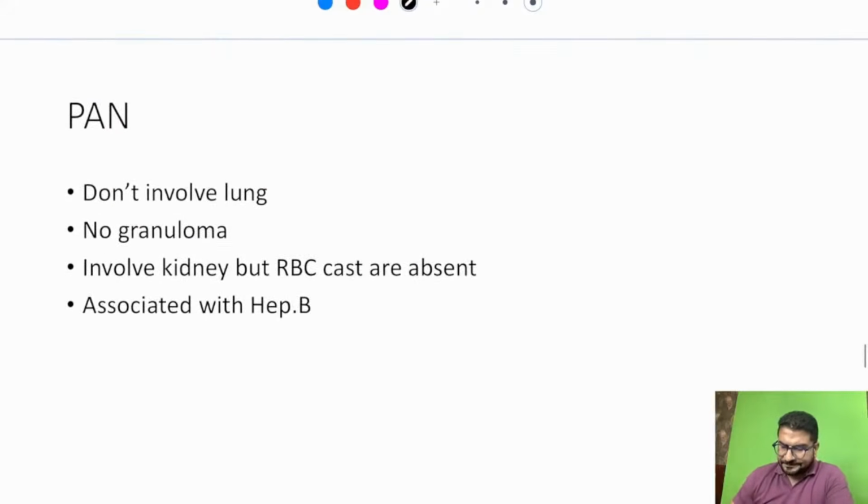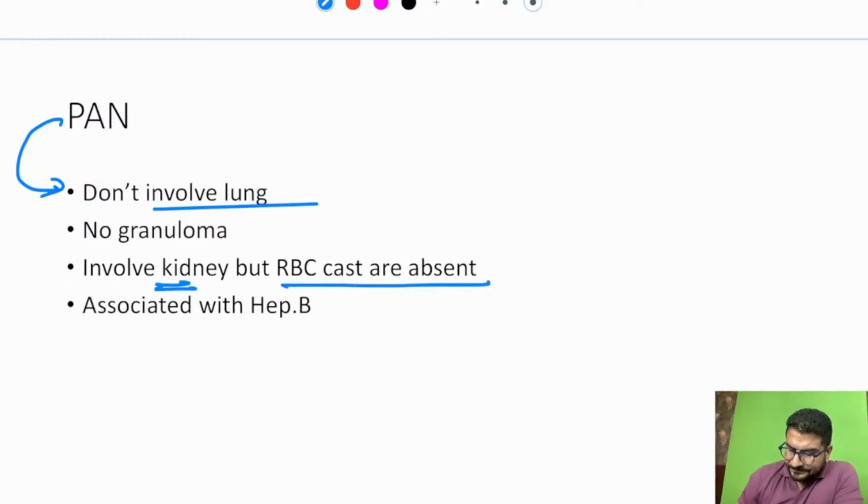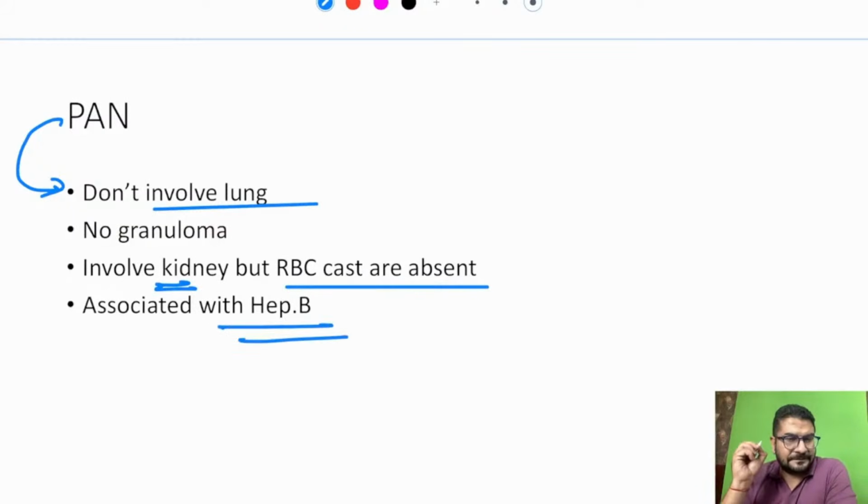Okay, moving to PAN. PAN means polyarteritis nodosa. So understand this thing. PAN is something which will not involve lung. Yes, it is a multisystemic disease, but which organ will it not affect? Lung. There is no granuloma. It will involve kidney, but RBC casts are absent. And remember, 30% of patients will have hepatitis B association.